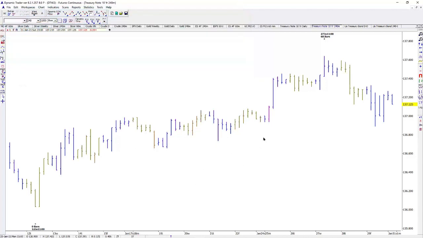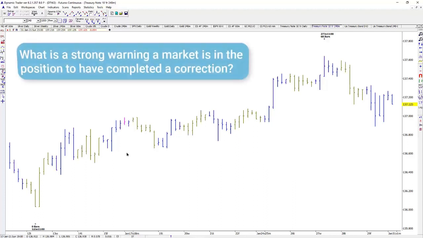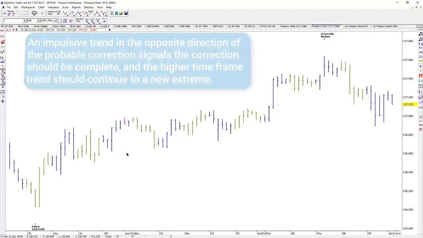So let's just say we're at the time we're looking at this and it just keeps advancing. We keep changing our labeling. And we're losing track of, or not confident about, how this is subdividing and identifying the end of this as a correction. What should follow a correction? What identifies from a pattern standpoint that a correction may be over? And that's a 5-wave impulsive trend against the correction.